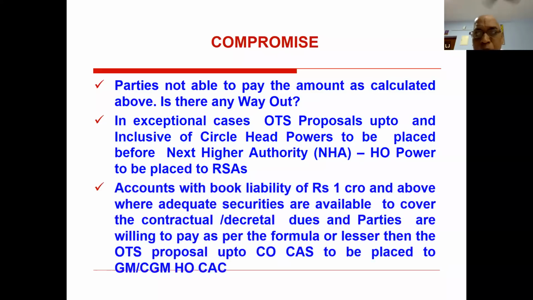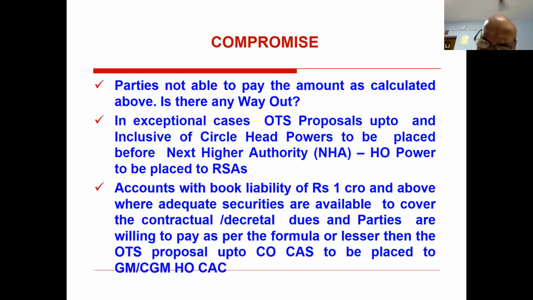I told you up to and inclusive of circle head powers, the OTS proposal, if the borrower wants to pay a lesser amount other than the formula, it has to go to head office. In one more case also, even though the borrower pays as per the formula, normally as per the formula, respective sanctioning authority starting in RO. Cases where less than the formula, including circle-level power, it has to go to HO.